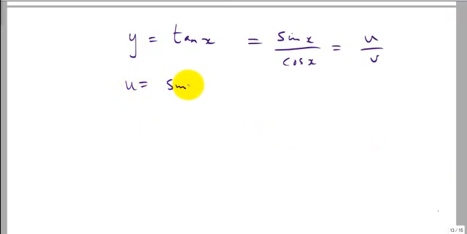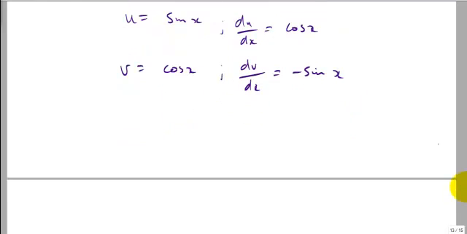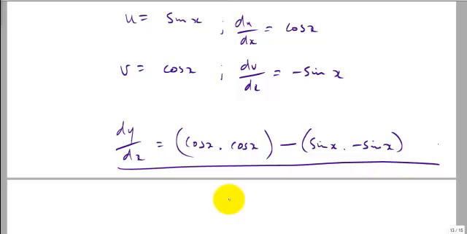So u is equal to sine x, du by dx, we all know now, is cosine of x. v is equal to cosine of x, dv by dx equals minus sine of x. So you plug these into your formula. If you remember, it was v du dx, so v is cosine of x, du dx is cosine of x as well, minus u, which is sine x, times dv dx. And dv dx is minus sine x, so it's minus sine of x. And then that's all divided by v squared, and v is equal to cosine x, so that's cosine squared x.